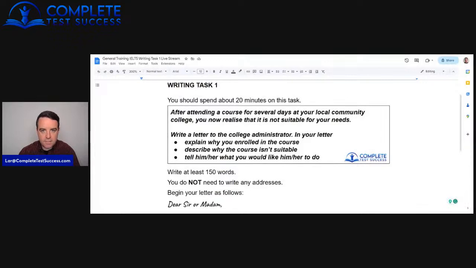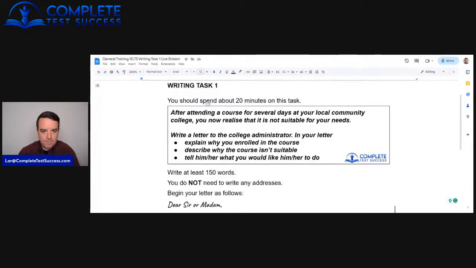All right, so this is the question we're looking at today. And it says, after attending a course for several days at your local community college, you now realize that it is not suitable for your needs. Write a letter to the college administrator. In your letter, and then we have the 3 prompts. Explain why you enrolled in the course. Describe why the course isn't suitable. Tell him or her what you would like him or her to do.